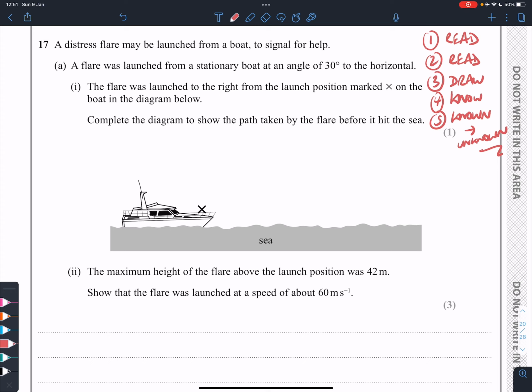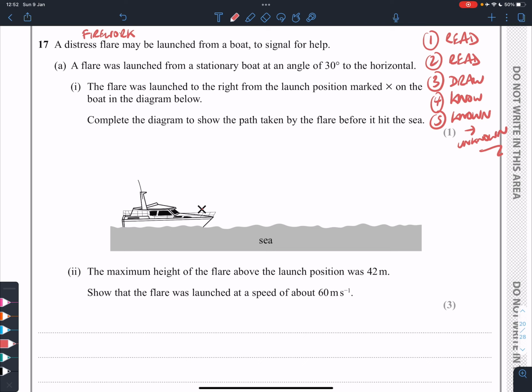Okay, so let's do this then. A distress flare may be launched from a boat. That's like a firework, if you're not sure. May be launched from a boat to signal for help. A flare was launched from a stationary boat at an angle of 30 degrees to the horizontal. The flare was launched to the right from the launch position marked X. That's here, on the boat in the diagram below. Complete the diagram to show the path taken by the flare before it hit the sea.